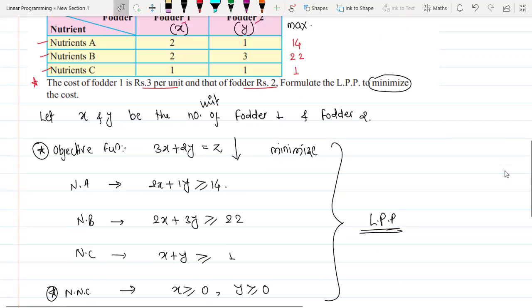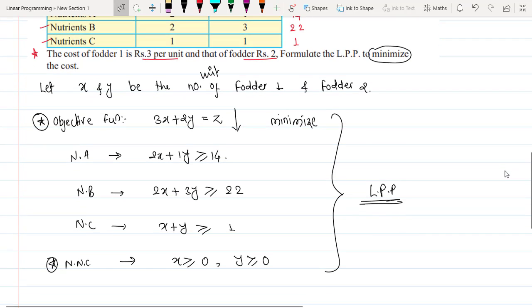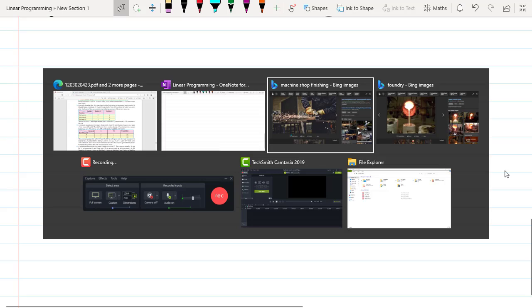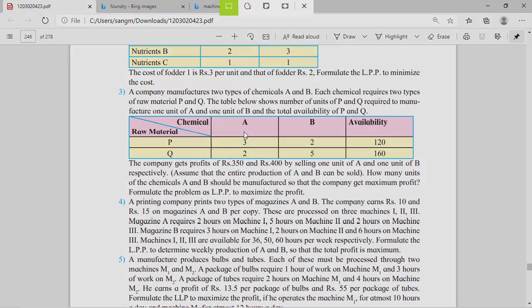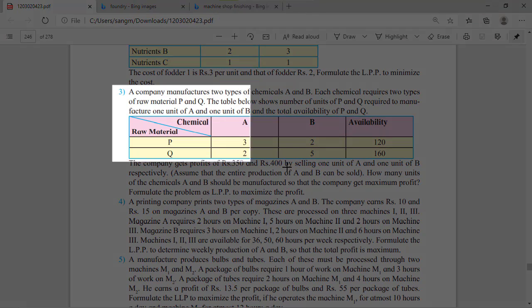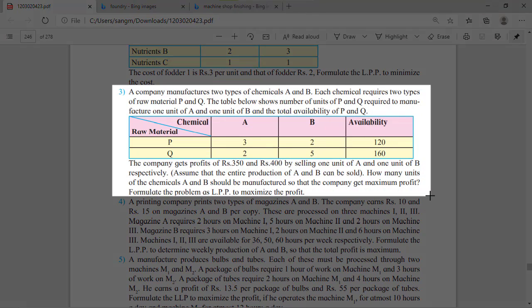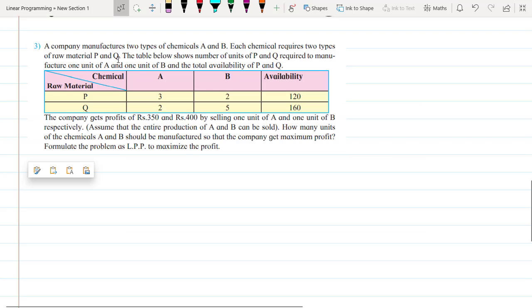Okay, perfect. So I hope you have understood this. So let's move to the third question. कहाँ पे भाई थर्ड क्वेश्चन आजा. यस, क्या बोल रहा है थर्ड क्वेश्चन? अ कंपनी मैन्युफैक्चरिंग 2 टाइप्स ऑफ केमिकल्स. ठीक है भाई, 2 टाइप्स करो, 3 टाइप्स करो, नो प्रॉब्लम.